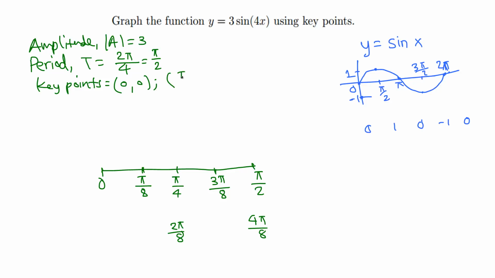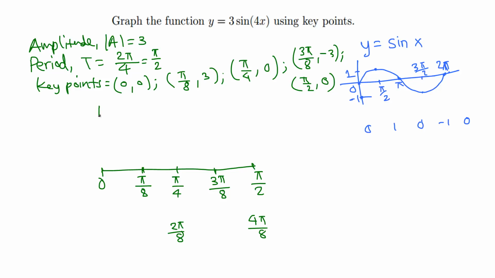Pi over 8, multiply by 3, 3. Then pi over 4, 0, because 3 times 0 is 0. 3 pi over 8, multiply by 3, so -3. And finally we have pi over 2, we multiply 0 by 3, so 0.